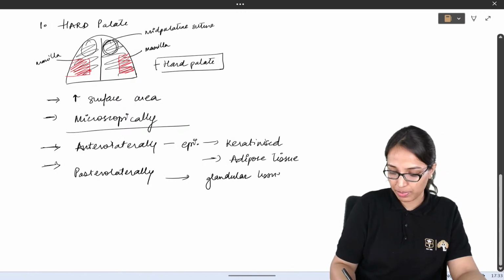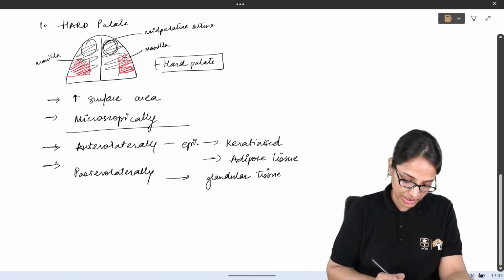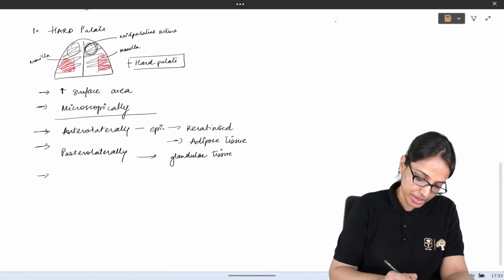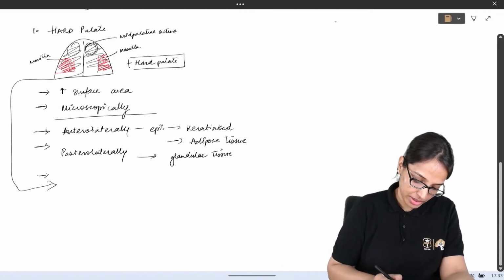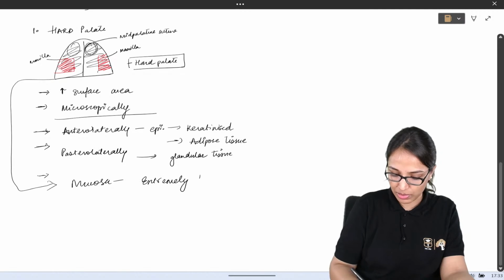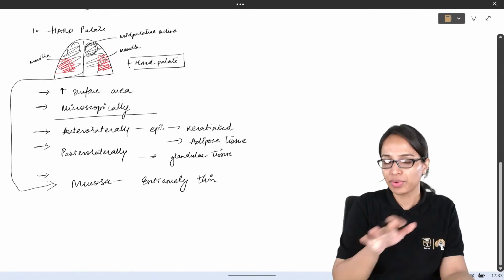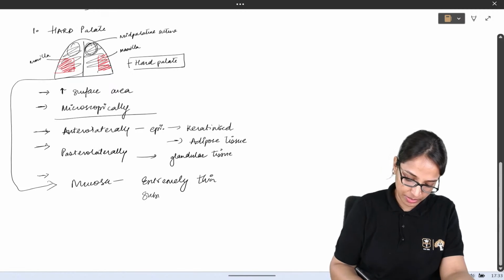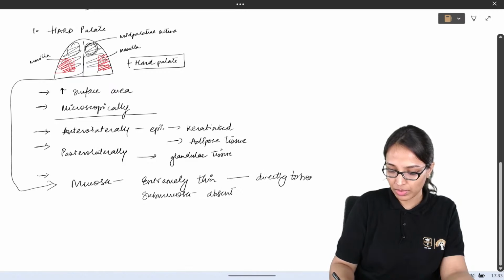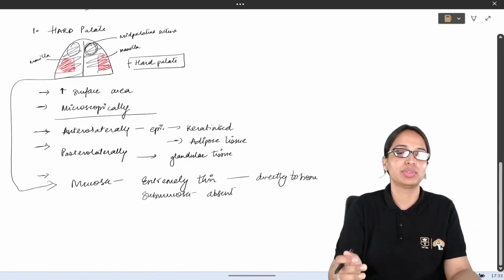Now, this is a very important MCQ question that comes in the exam. We will just discuss it in some time. And the mid-palatine area that we see here, the mucosa is extremely thin. It is almost such that submucosa is almost absent and mucosa almost is directly attached to the bone only. So it is a direct connection to the bone.